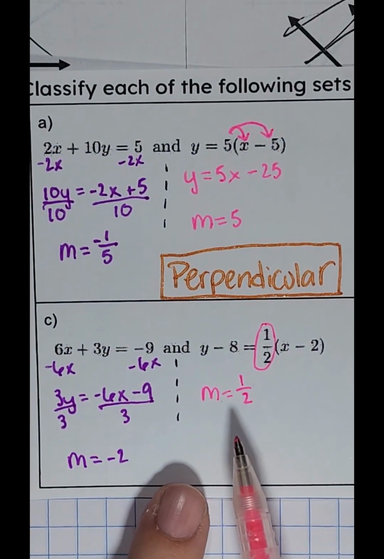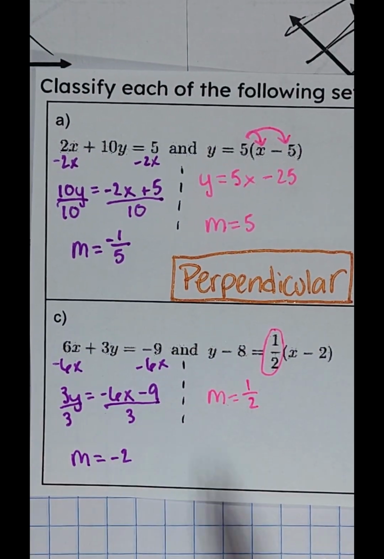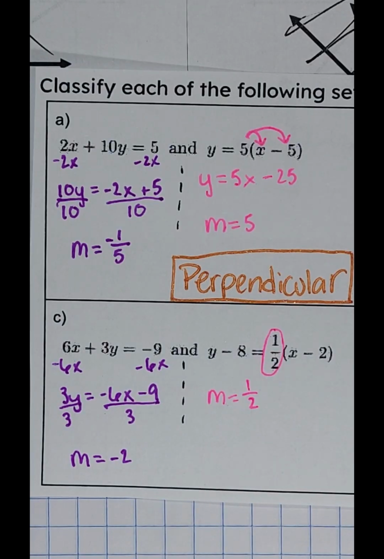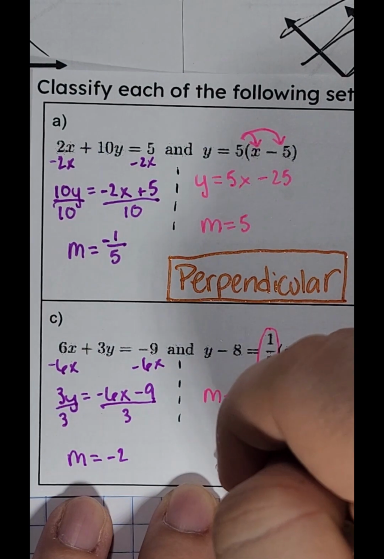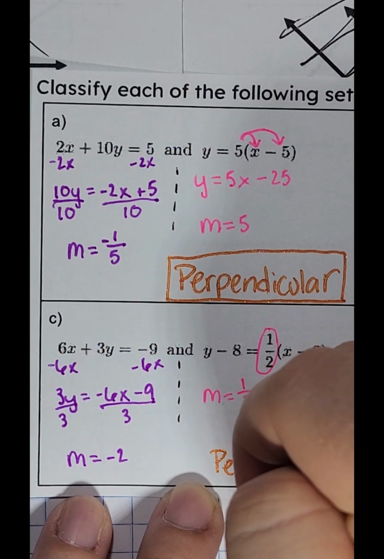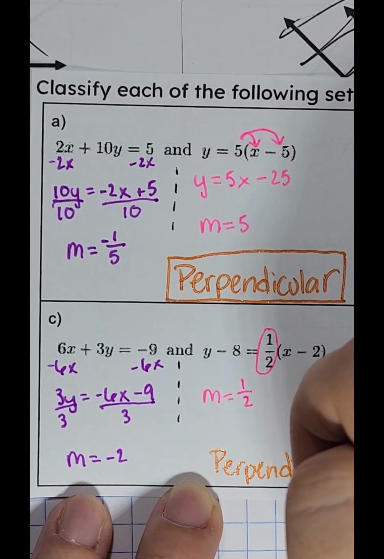So now we have slope of 1/2 and slope of negative 2. Those two numbers are negative reciprocals of each other. So that means that these two lines are perpendicular.